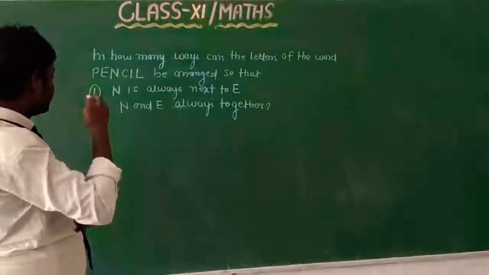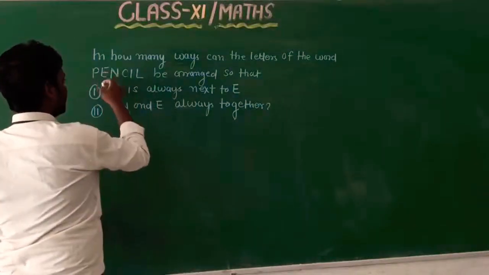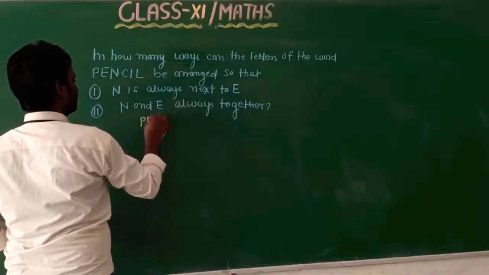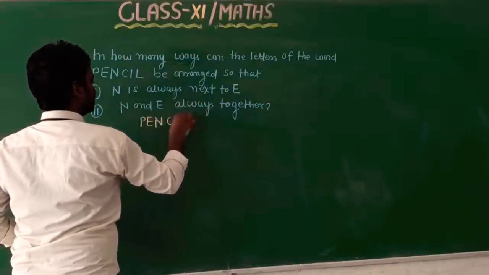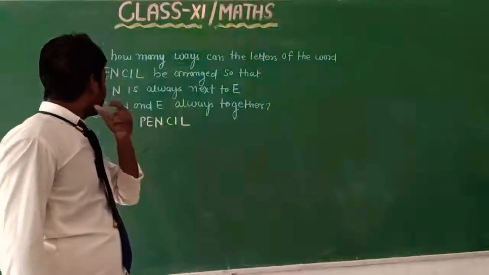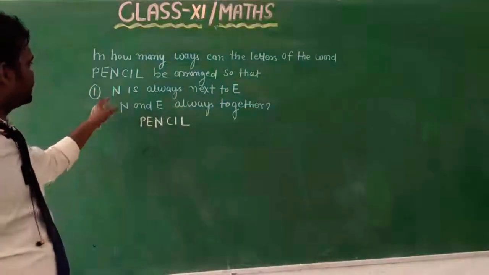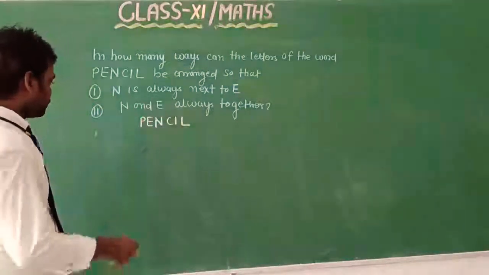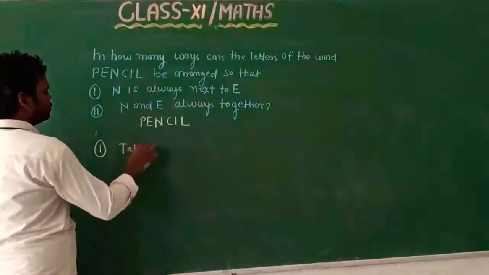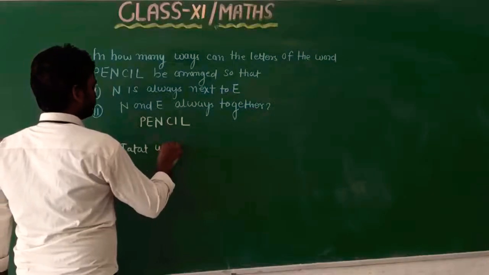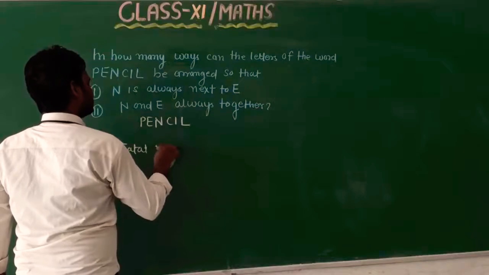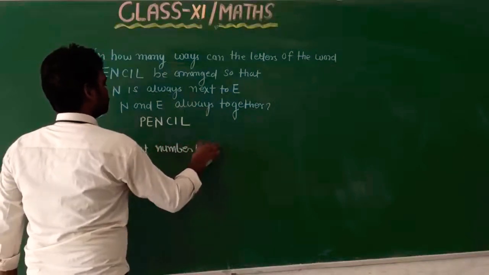Okay, so here we can observe the letters of the word pencil: P, E, N, C, E, I, L. Okay, these are different letters, and the first condition is N always next to E. So the total number of ways are the total number of ways.